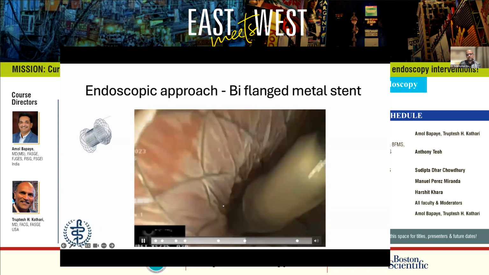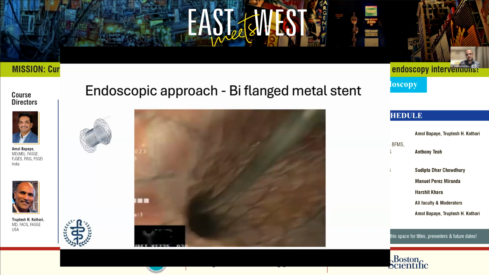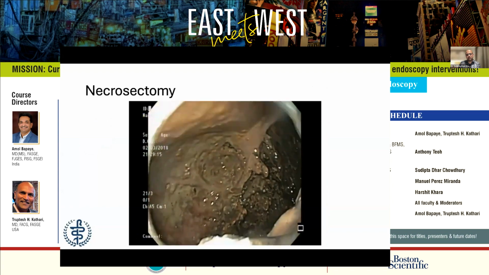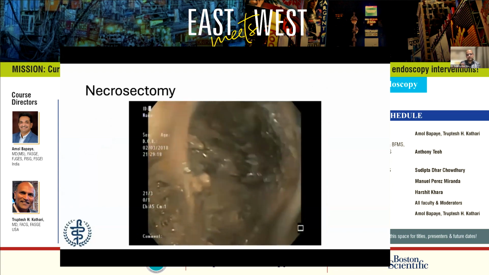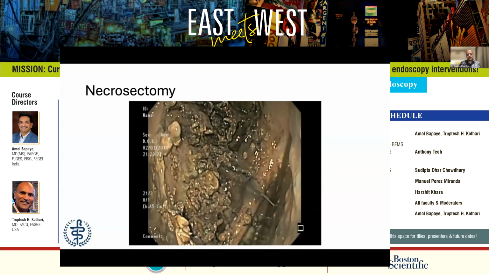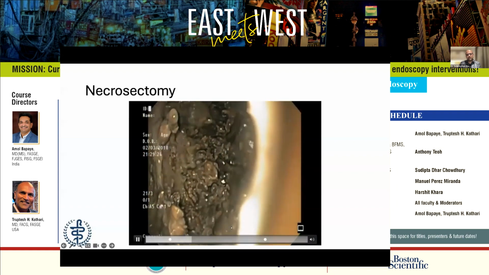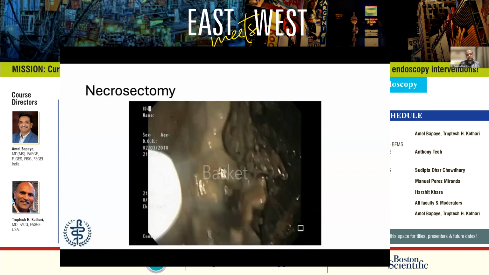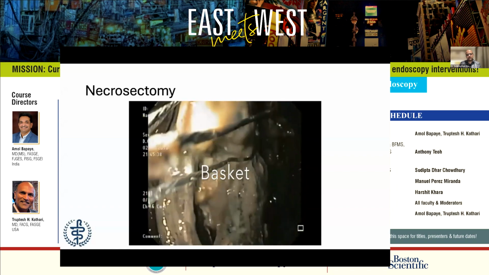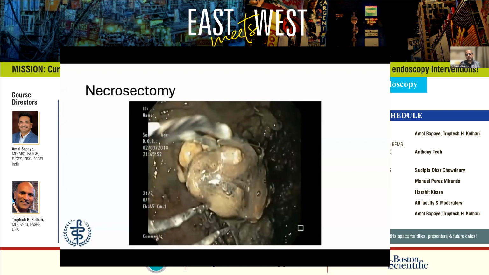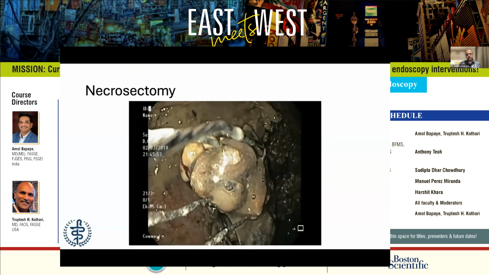The advantage with these biflange stents and lumen opposing metal stents is that we can enter through the stent and do necrosectomies. And this is really helpful when there's a large amount of necrosis, allowing the scope to enter, and we can use multiple devices through the scope to do the necrosectomy. Herein, you can see we are using a basket to remove necrosum. We use a basket, a snare, and now, of course, we have a dedicated rotator device which can help in taking out the necrotic material.